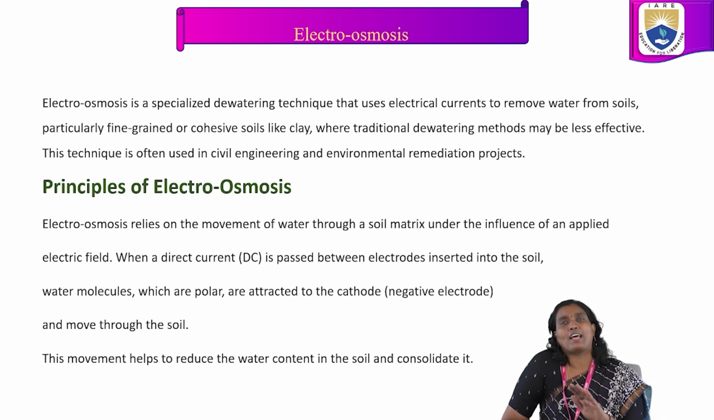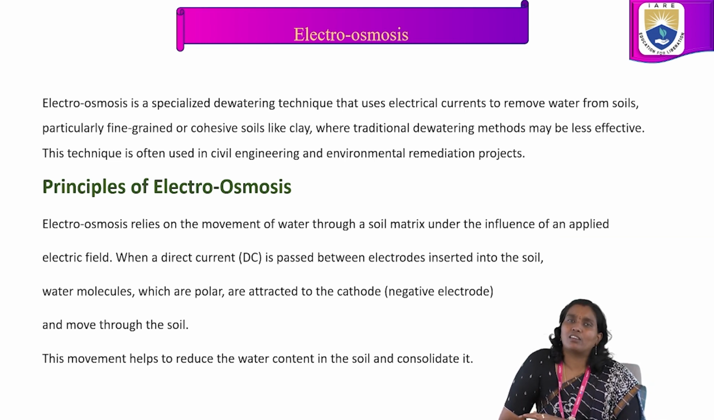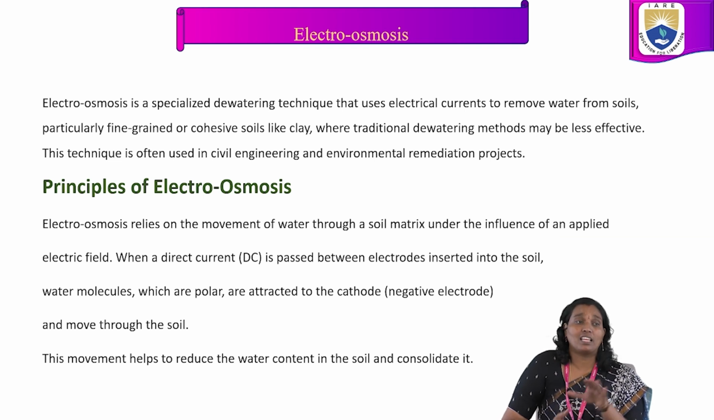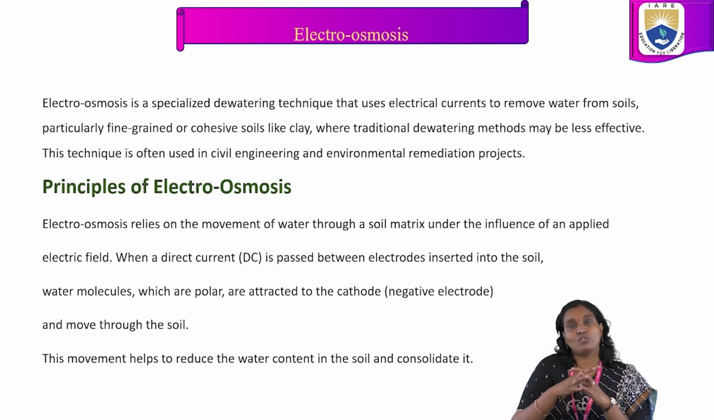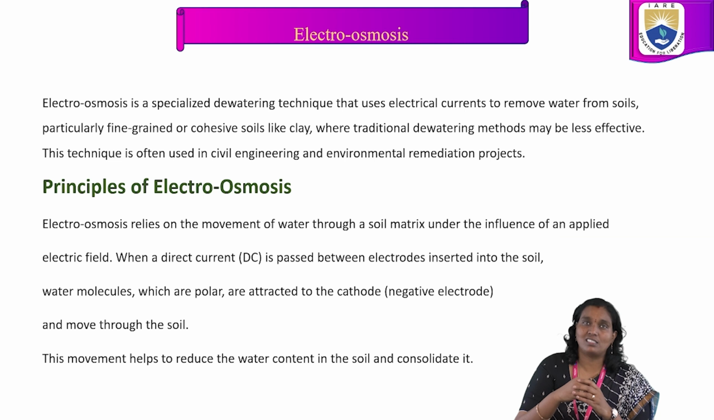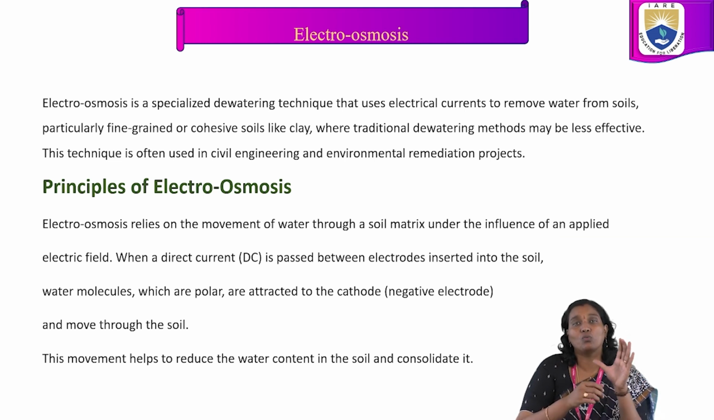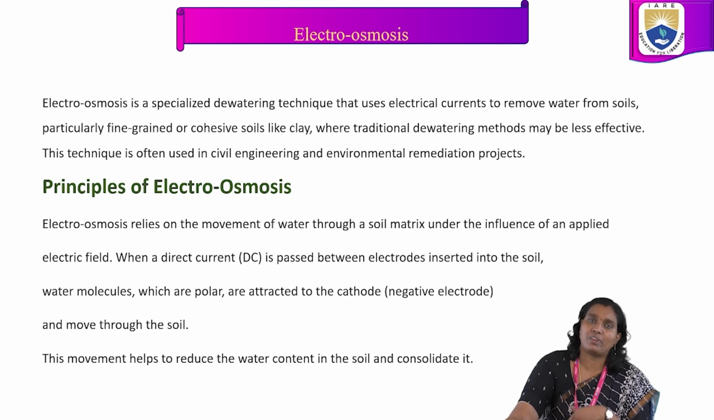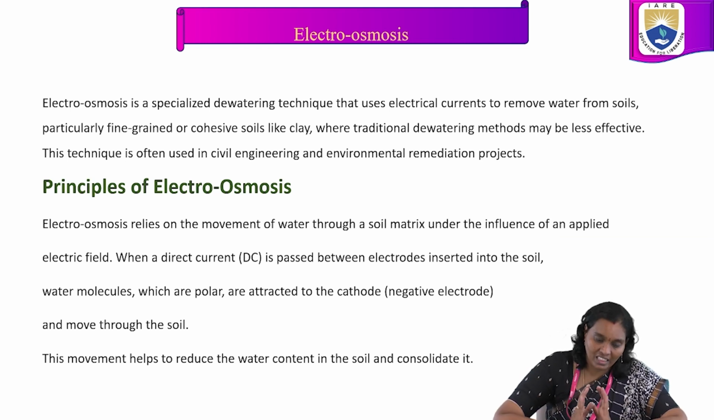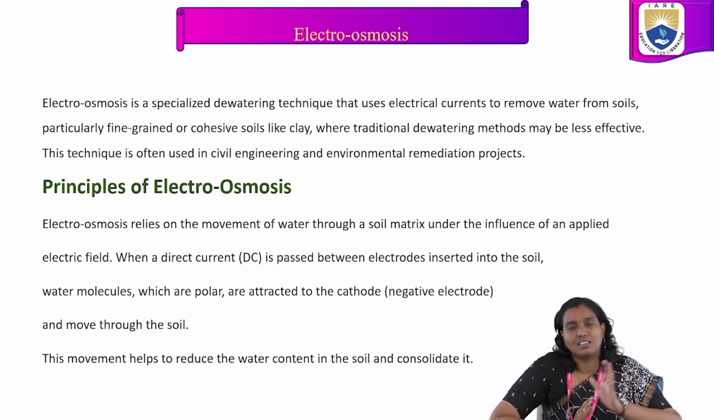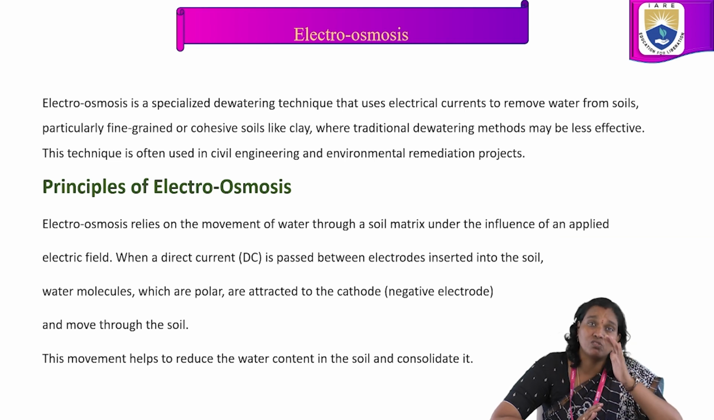Once we understand the soil condition as per the requirement of the project and the project site conditions, and all the characteristics, then we adopt a method based on the choice. Which method is adoptable, we also understood in our previous classes. Now, dewatering is another technique where electroosmosis is used.